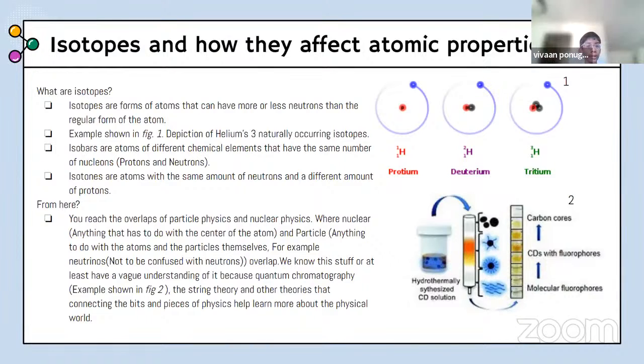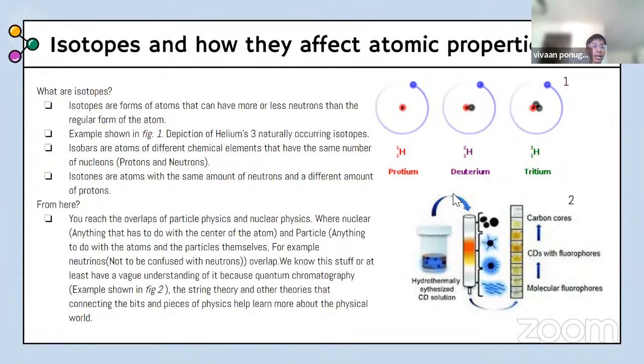Okay, I will be talking about isotopes and how they affect atomic properties. So let's begin with what are isotopes. Isotopes are forms of atoms that can have more or less neutrons than the regular form of the atom. For example, you can see in figure 1 the forms of hydrogen: protium, deuterium, and tritium. These are the isotopes of hydrogen. They all have different amounts of neutrons than the naturally occurring hydrogen element.